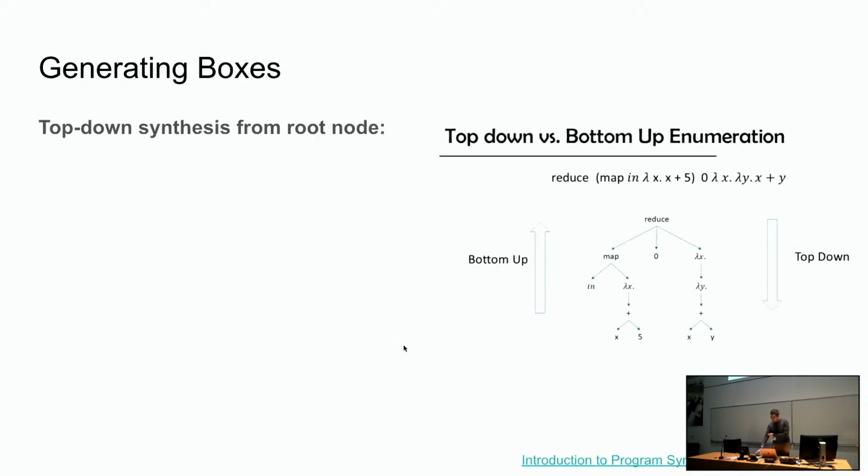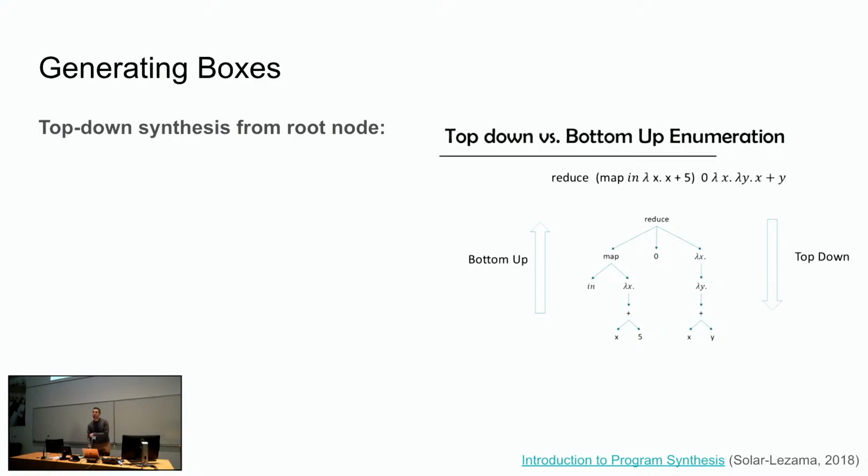So generating boxes, we can have 2 strategies for program synthesis with boxes. One is top-down from a root node. Here on the right, this is like Haskell or some other functional programming language. We might start with reduce as our top-level root node, but then reduce needs to take 3 arguments. And so you recursively determine what those arguments need to be. Sometimes when you create a new argument that is a function, you then have to figure out what its arguments are. When you follow that top-down procedure, you end up with a full expression up here.